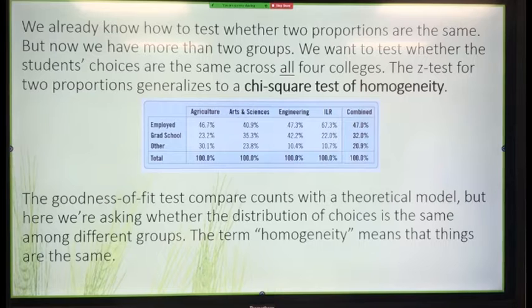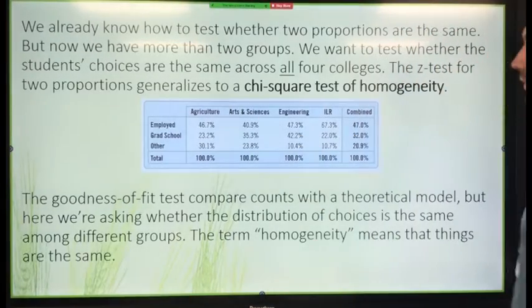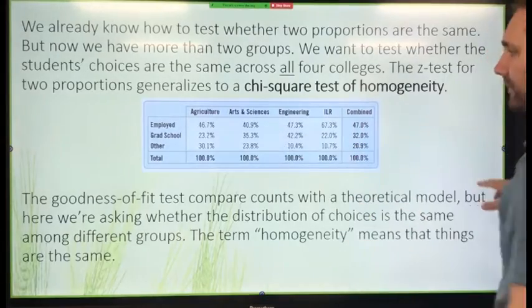The term homogeneity means things that are the same. So what we're going to test is, all of this data here, are they more or less the same? Or do we have differences in our distribution?